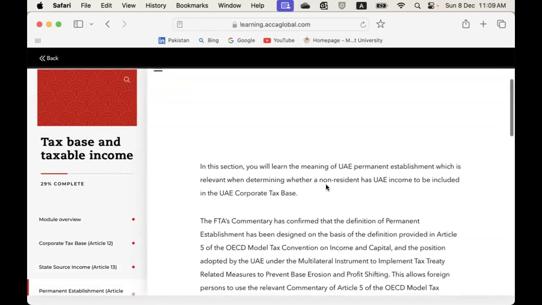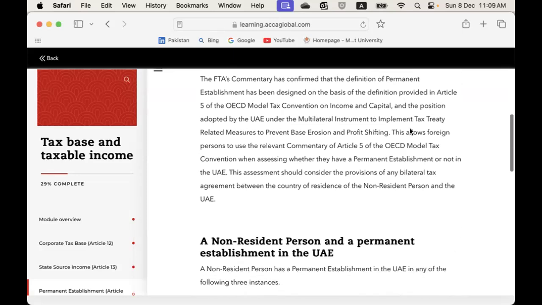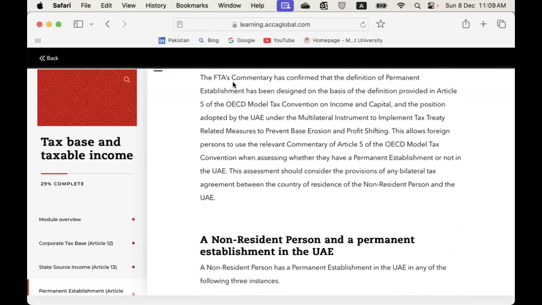Permanent establishment, Article 14. In this section, you will learn the meaning of UAE permanent establishment, which is relevant when determining whether a non-resident has UAE income. They are repeating a lot of things. Let us go through. The FTA commentary has confirmed that the definition of permanent establishment has been designed on the basis of the definition provided in Article 5 of the OECD Model Tax Convention on Income and Capital, and the position adopted by the UAE under the multilateral instrument (MLI) to implement tax treaty related measures.